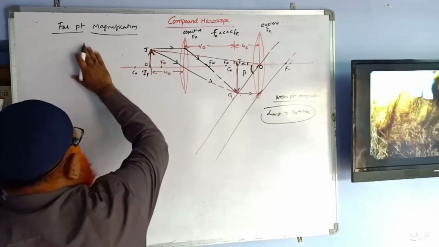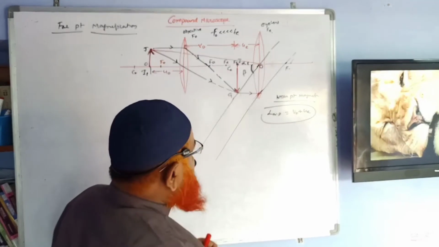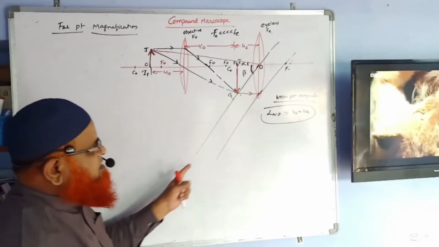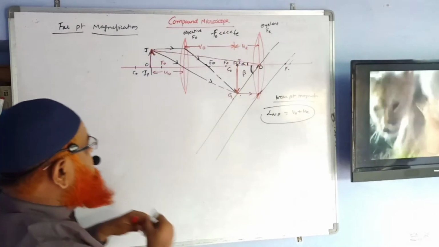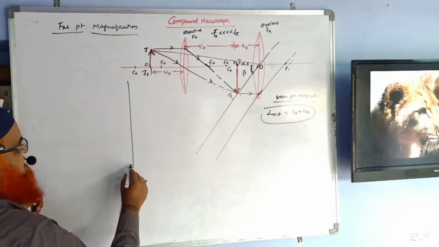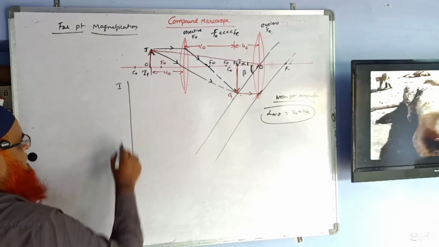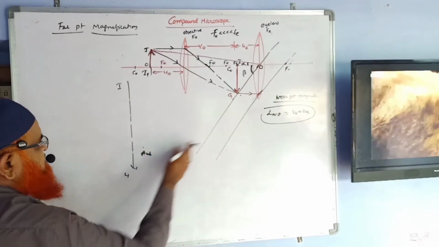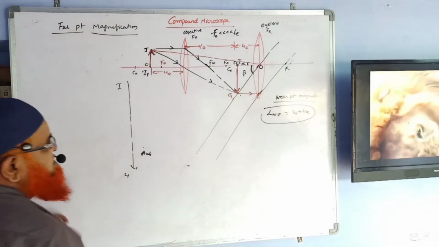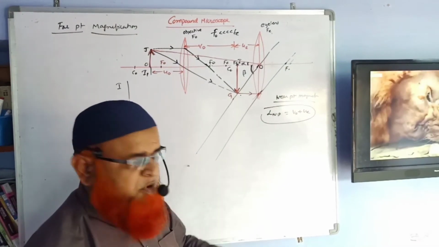Now we shall discuss the meaning of far point magnification. Far point magnification is nothing but when the final image is formed at infinity. For example, let us imagine this is the final image, and it is formed at infinity somewhere. At infinity, so a parallel beam of light rays is coming. Then what is the difference between near point and far point here?